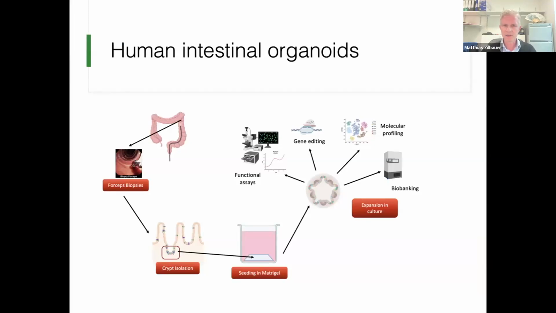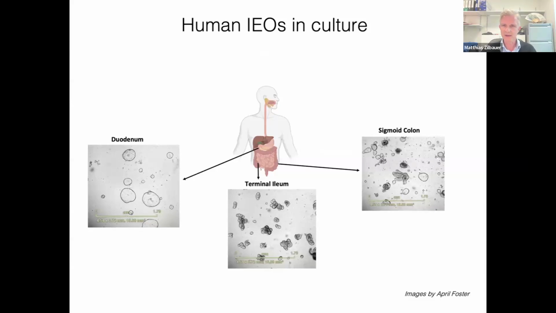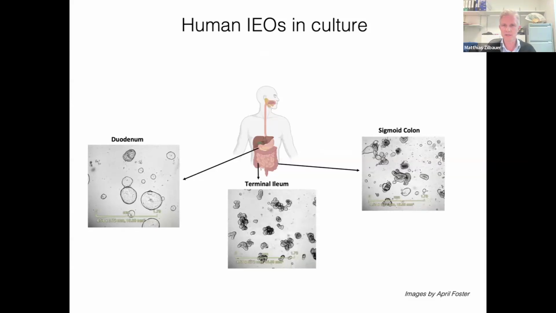From these biopsies, we can isolate the crypts, put them in a scaffold, and then generate these three-dimensional structures called organoids. And they're extremely versatile. You can perform functional assays, gene editing, molecular profiling. Of course, you can also freeze them. You can generate them from all different gut segments. We routinely sample 3 gut segments. Here you see a video of how each gut segment develops into different, quite unique organoids.